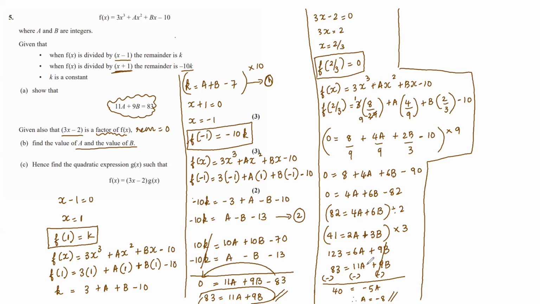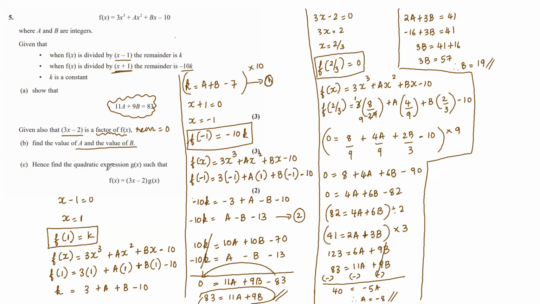Now we need the value for b. So to get the b, take any one of these equations. I'll go for the easiest one, that is 2a plus 3b is equal to 41. a is minus 8. So 2 into minus 8 is minus 16 plus 3b is equal to 41. So 3b will be 41 plus 16, which is 57. 3b is equal to 57. Therefore, b will be 57 divided by 3, which is 19. So we got the value for a and b. a is minus 8 and b is 19.